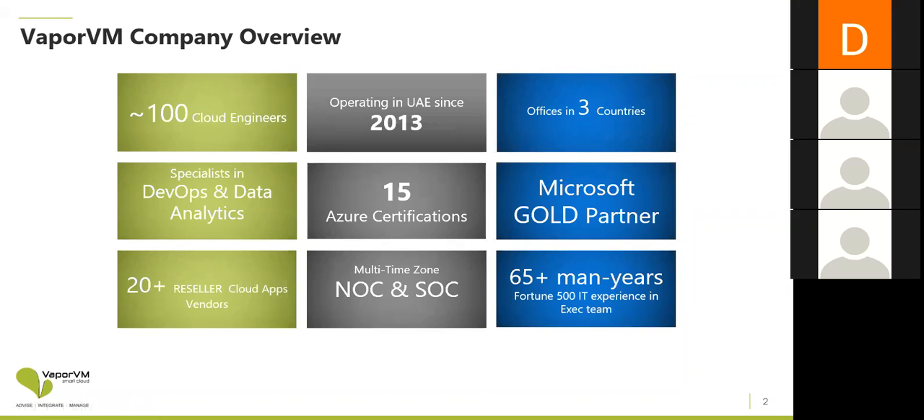VaporVM, as a company, was founded in 2013 in Dubai. We're headquartered in Dubai, and we have offices in 3 countries. Our backend office is in Lahore in Pakistan, and we also have a satellite office in Toronto in Canada. Our team is over 100 employees. Most of us are technical in background, and many of us are cloud certified engineers.